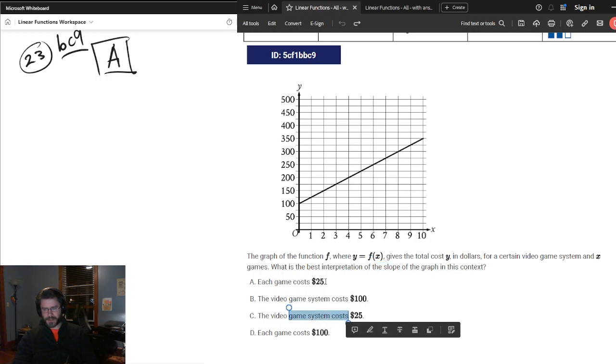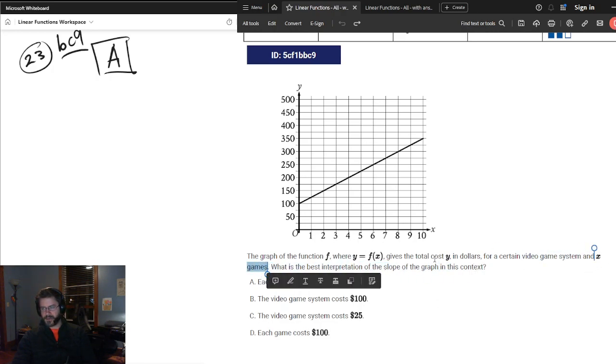The system costs $25. No, that's not true. We would expect that to be down here. Each game costs $100. Then, as I said before, we would expect this slope to be much steeper, going up $100 each x, because again, we established that x is the number of games and y is the cost.